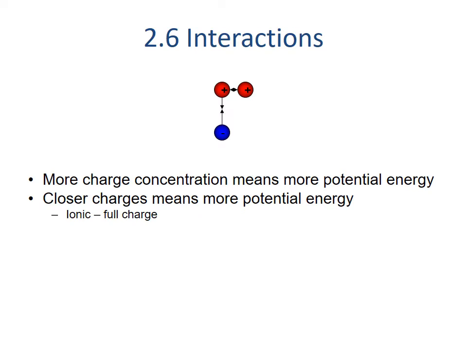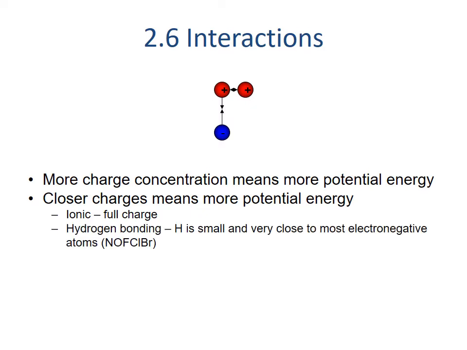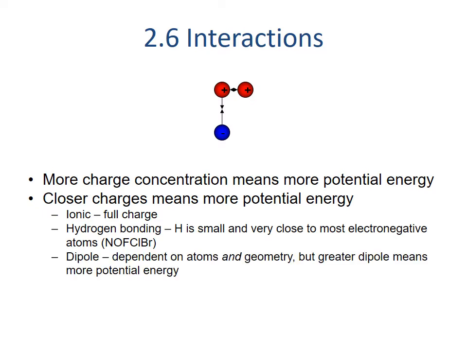Ionic interactions give a full charge, and therefore give a high potential energy. Hydrogen is very small and is always held closely to other atoms, which gives more potential energy. Dipole interactions are going to give the most potential energy when they are the strongest, but tend to be weaker than hydrogen bonding and ionic interactions. And London forces are the weakest because any charge is always temporary.